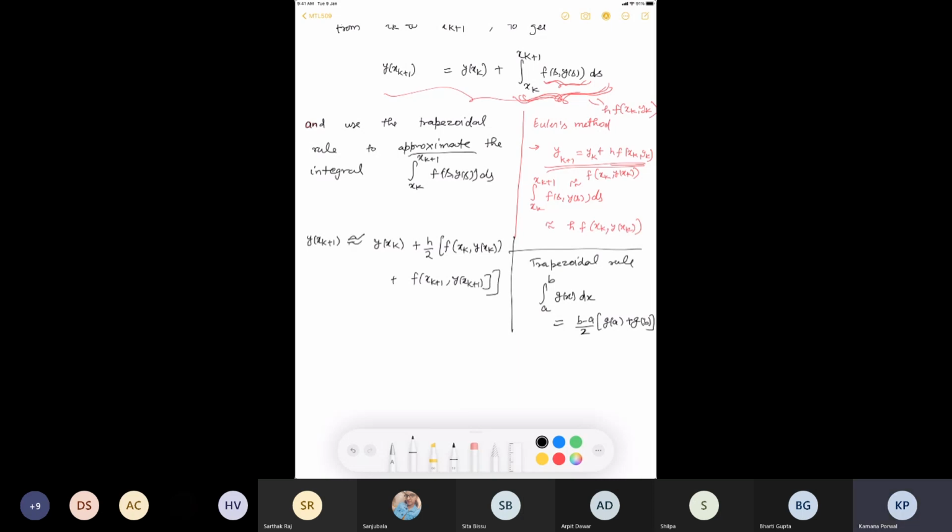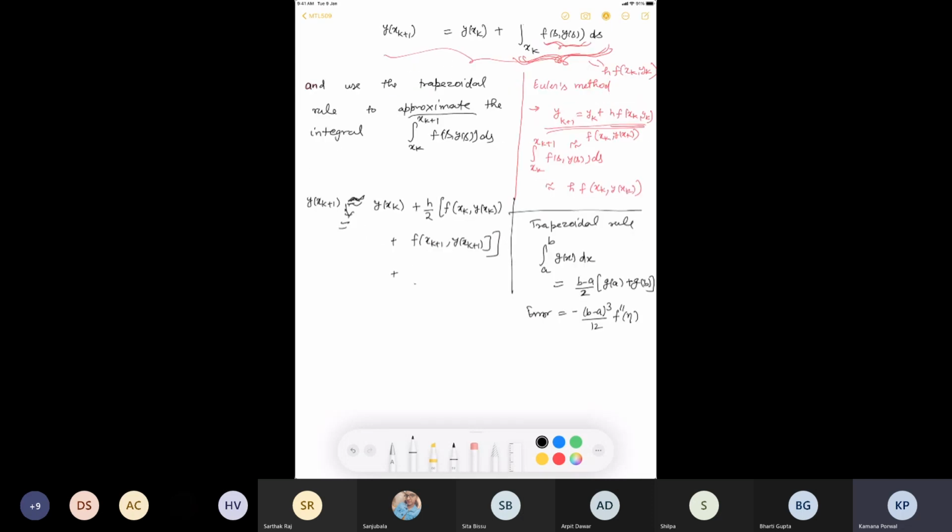So this is an approximation. If you want to write this as an equality, you have to add the error in the trapezoidal rule, right? You already have the formula for the error. Let's check: it is minus (b minus a) cubed divided by 12, that is h cubed by 12, times f double prime at some eta, where eta lies in the interval [a, b]. You can just check it. I think this is the formula we have.